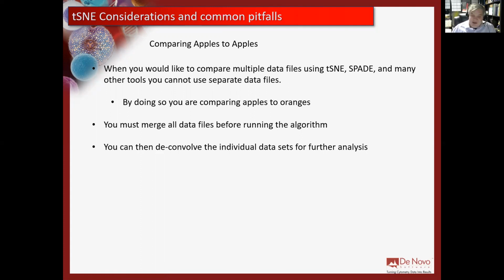Right? It's because you have to merge all of that data together before you run a tSNE algorithm. You can't just take one data file, run a tSNE, apply that to another data file and expect the plots to look the same. You have to merge all of that data together. You have to run the algorithm. And then after you get your results, you have to deconvolve that data to all the individual data files. So if you have data file 1, data file 2, and you ran the tSNE separately, you're comparing apples to oranges. If you merge them all together, run the tSNE, and deconvolve them to look at the data files, you're comparing apples to apples, and that's the correct way to do it.